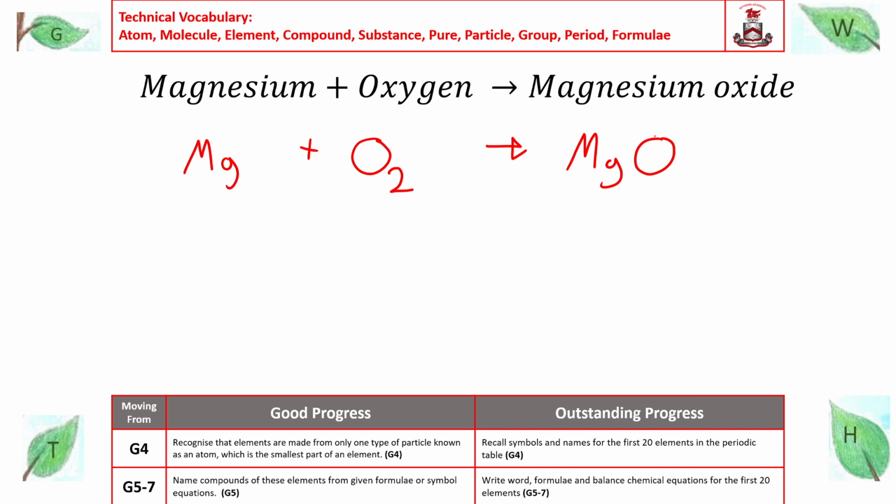Now, you don't know why it's one magnesium to one oxygen yet. We will learn that eventually. If you wrote MgO2, that's a good guess. You would get 1 out of 2 marks currently, but later on you'll learn how to figure out what the formulas are.